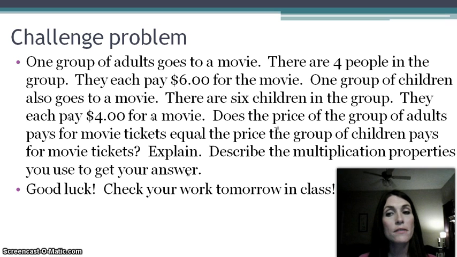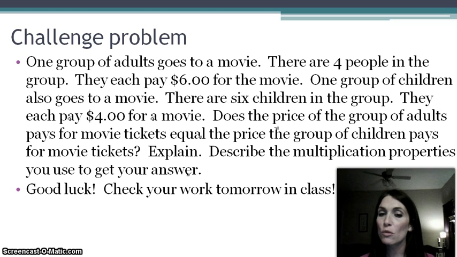Does the price the group of adults pay for movie tickets equal the price the group of children pays for movie tickets? So the amount the adults spent in that group, is that equal to the amount the group of children spent for movie tickets? Please explain your answer. Describe the multiplication properties you use to get your answer.